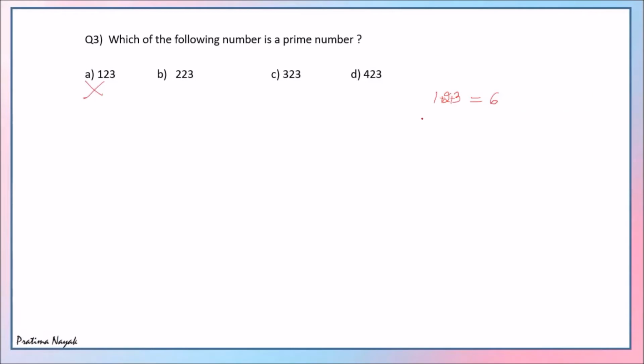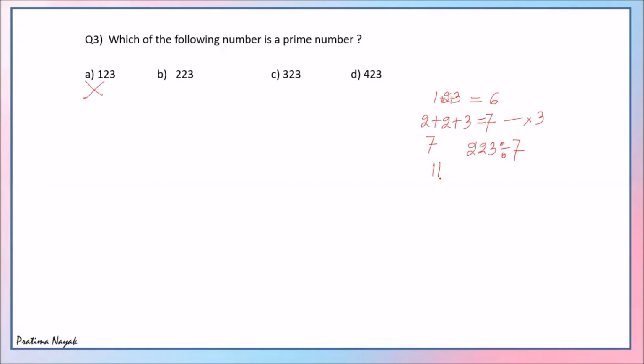Next, coming to 223: 2 plus 2 plus 3 is equal to 7, so it is not divisible by 3. Then I'll go for the next prime, 5. I won't test it, because a number ending in 5 is not prime. Next I'll go for 7. I'll divide 223 by 7. Is it divisible? No, it is not divisible by 7. Then I'll go for 11.